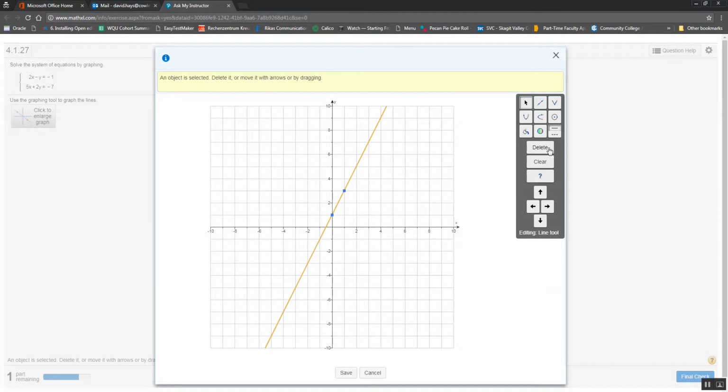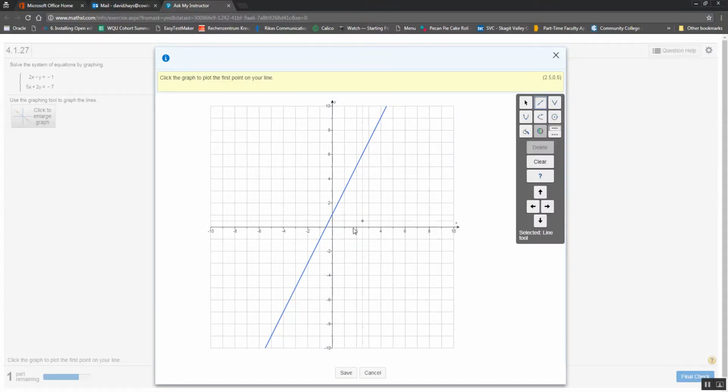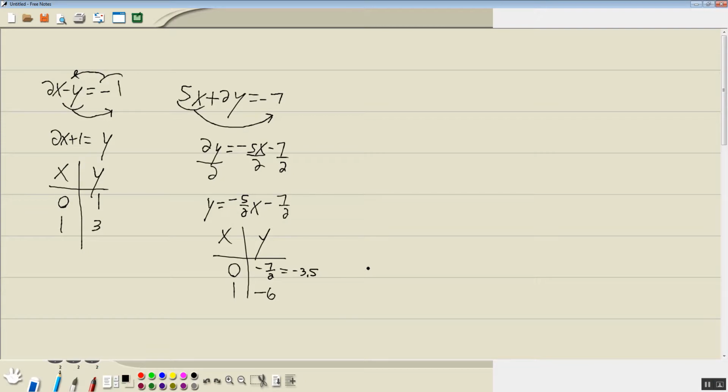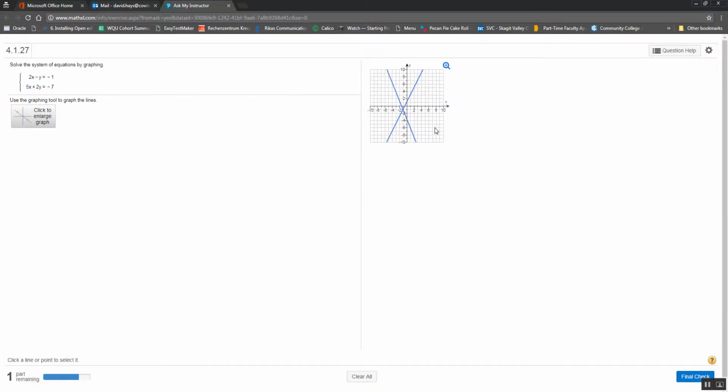Okay. So choose my point on my line tool. 0, -3.5. That's -3 there. -3.5 looks like the halfway mark, so it looks like it's allowing that. And 1, -6. So here's 1, and -6 would be right there. Click save. I should have checked my work, but let me do a final check here.